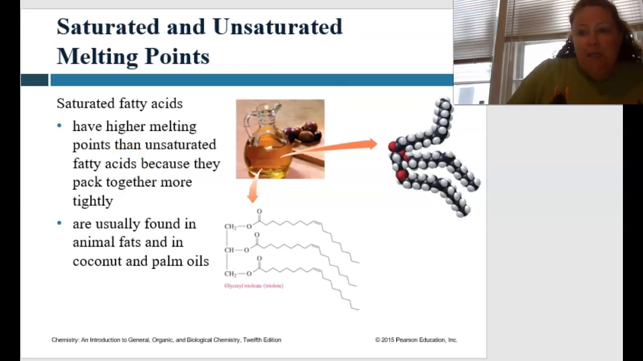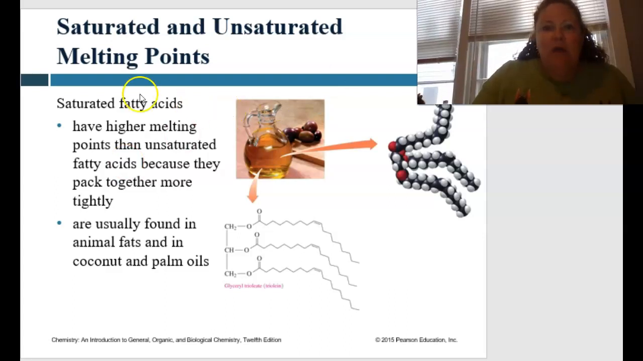So why do we care? Well, this is talking about our melting points, okay? Saturated fatty acids have a higher melting point than unsaturated fatty acids because they pack together more tightly. Think of, again, those Tetris pieces, or trying to pack spaghetti noodles versus spiral macaroni. They're going to pack differently.